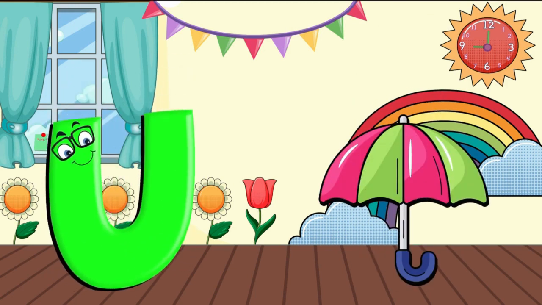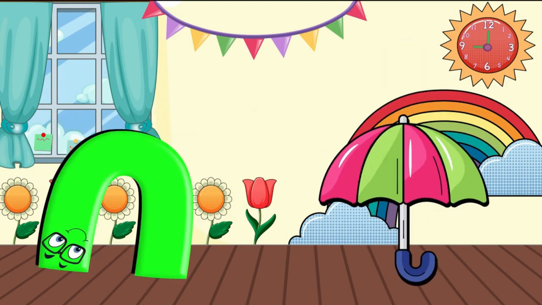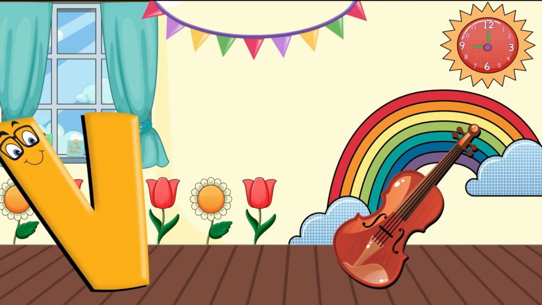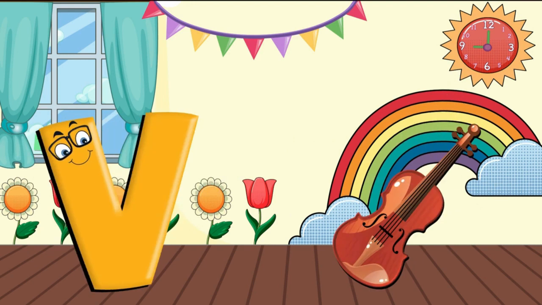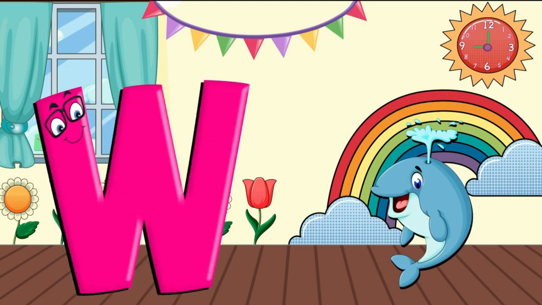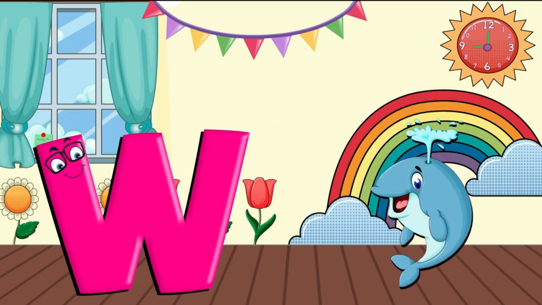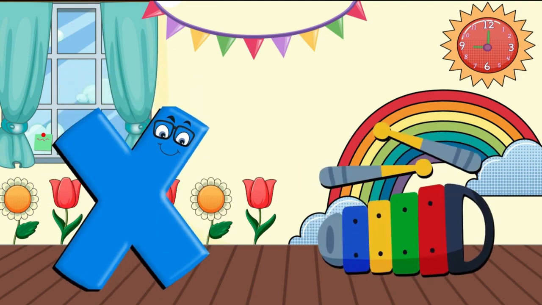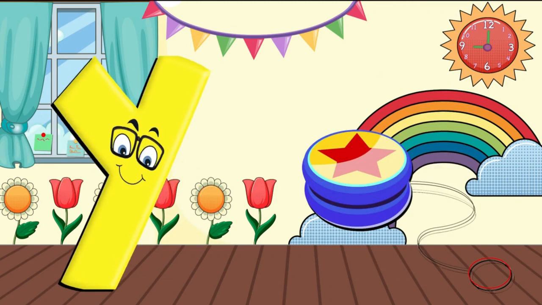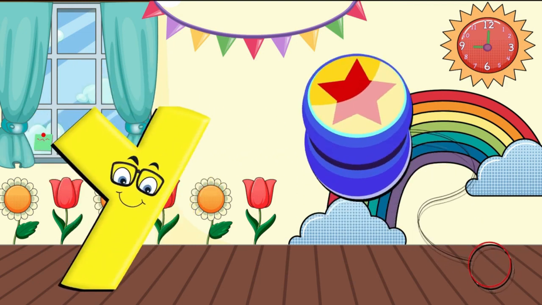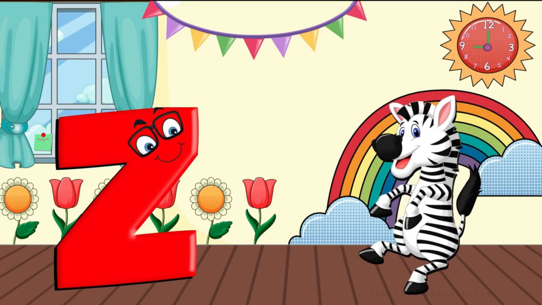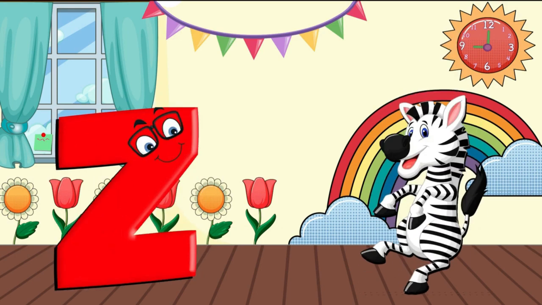U is for umbrella, umbrella, umbrella. U, umbrella. V is for violin, violin. V, violin. W is for whale, whale. W, whale. X is for xylophone, xylophone. X, xylophone. Y is for yo-yo, yo-yo, yo-yo. Y, yo-yo. Z is for zebra, zebra, zebra.